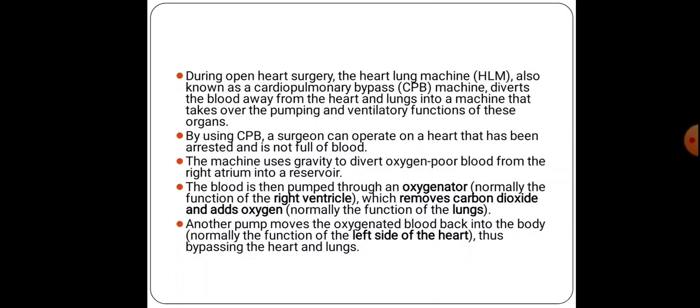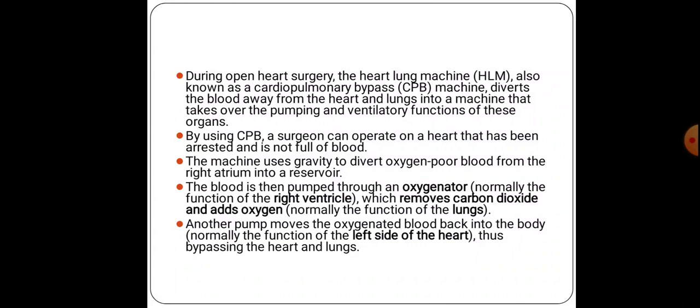It diverts the blood away from the heart and lungs into a machine that takes over the pumping and ventilatory function of these organs. The heart's main function is pumping, and with that pumping action it supplies blood to the heart itself and to the other parts. Ventilatory means addition of oxygen and removal of carbon dioxide, and this gas exchange takes place in the lungs. These processes are called the ventilatory function. So the machine takes over the circulatory and the ventilatory function.